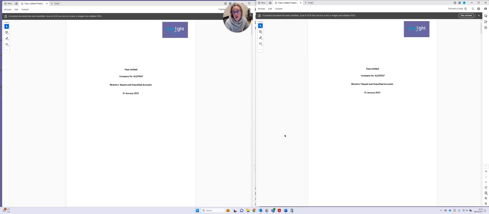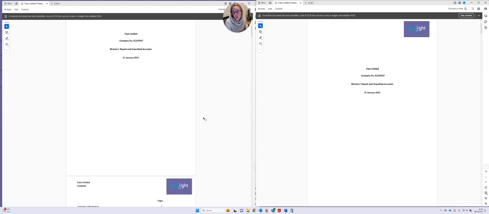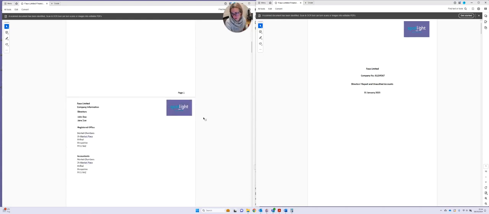So I've got two screens, and the reason I've got two screens is so I can go through the two main financial statements on the left and refer to the notes on the right. So I'm going to delve straight in. I'm going to ignore a lot of the statutory information. That's not because I don't think it's important, it's just not for the purpose of this video.